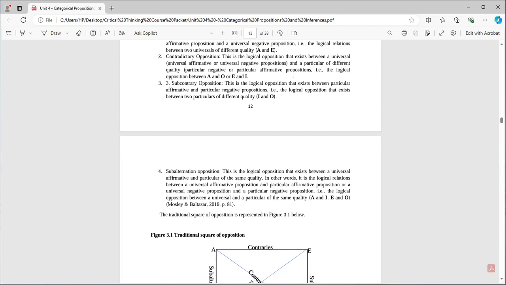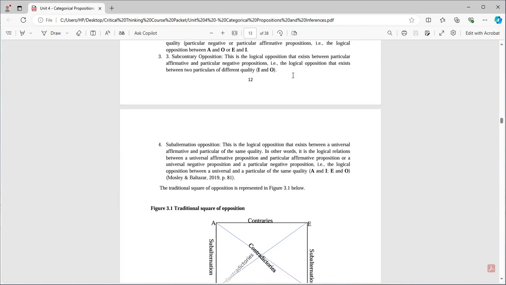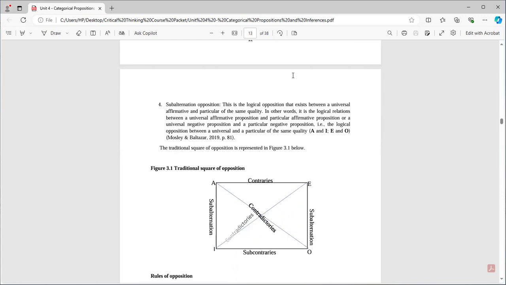Because they are four, when you combine the four of them, it is called a square of opposition. A square has four sides. And because we are getting four different ways of combination to get opposition, we have a square of opposition. So we'll draw a square to illustrate the opposition.